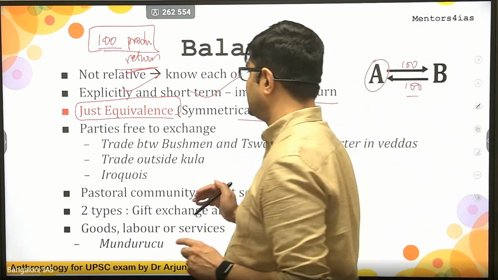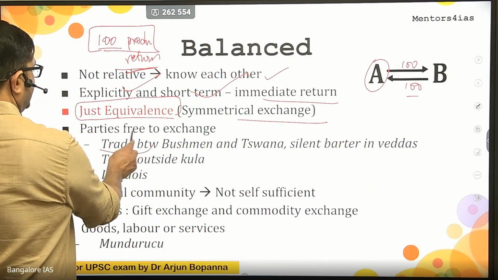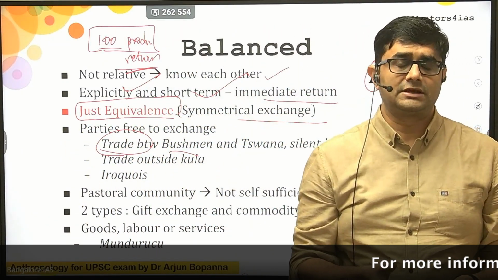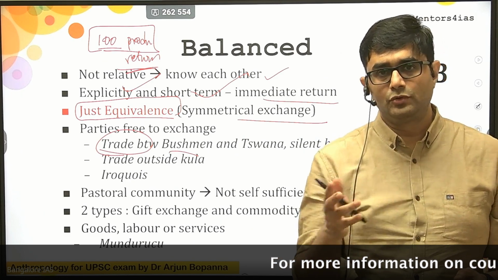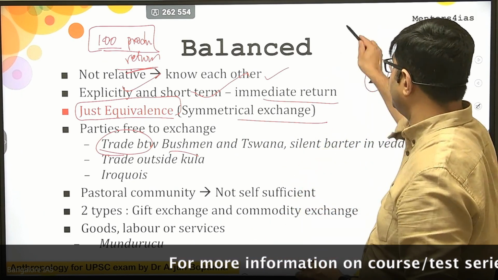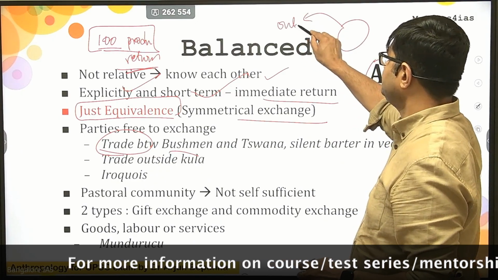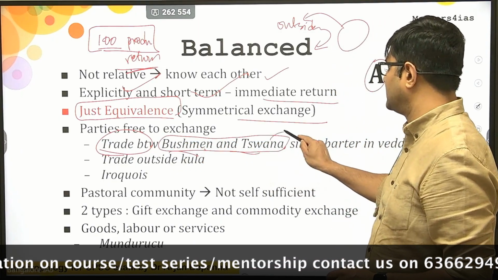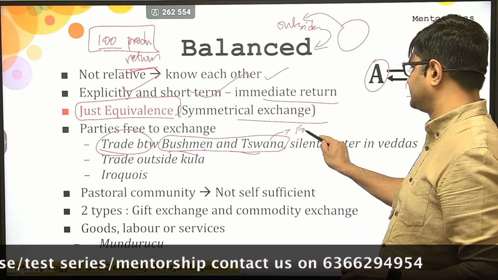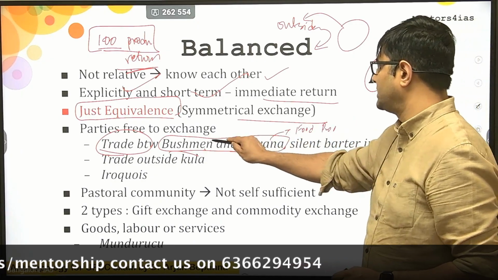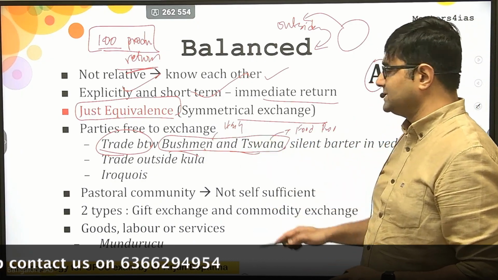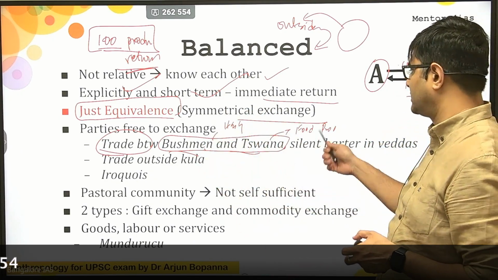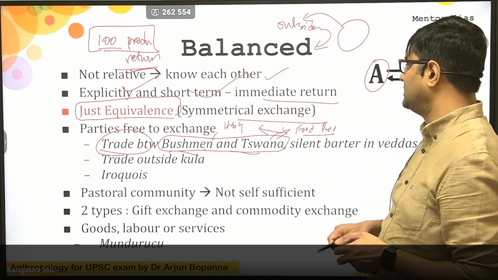So here also there are different types. For example, trade that happens between the Bushmen of Kalahari and the Tswana. Bushmen within their relative circle, within their band, exchange through generalized reciprocity. Whereas when the band exchanges with outsiders, they practice balanced. So Bushmen and Tswana. Okay, the Tswana are food producers. Bushmen are hunting and gathering. So let's say they have some bush meat in excess and they need some clothes or some other kind of food grains. They exchange it with the Tswanas.